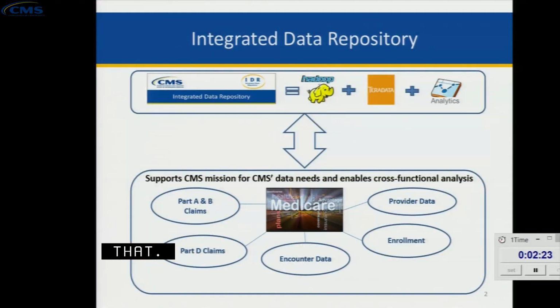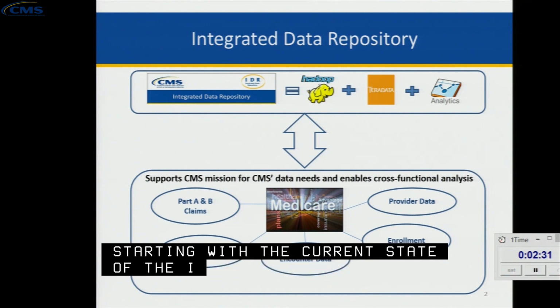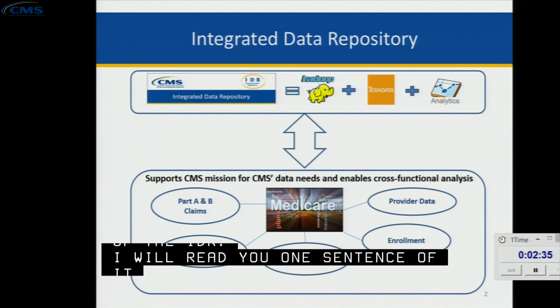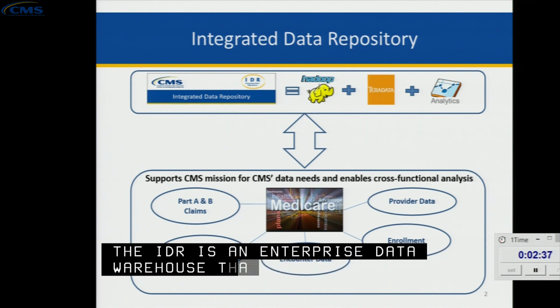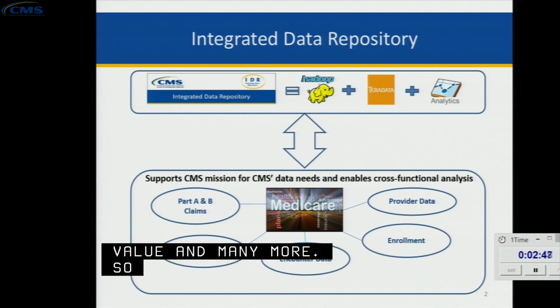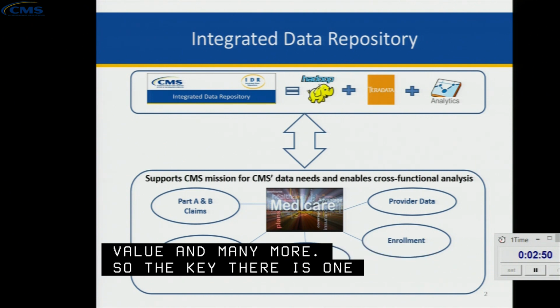Okay, so let's start with the current state of the IDR. I'm going to read you one sentence just so that it's clear. We've written down that the IDR is an enterprise data warehouse that integrates Medicare data and supports many CMS mission-critical programs such as HITECH, ACOs, physician value, 1PI, and many more. So the key there is it's one of our critical data warehouses, and it supports many programs and has become part of the fabric of CMS that's very, very important.